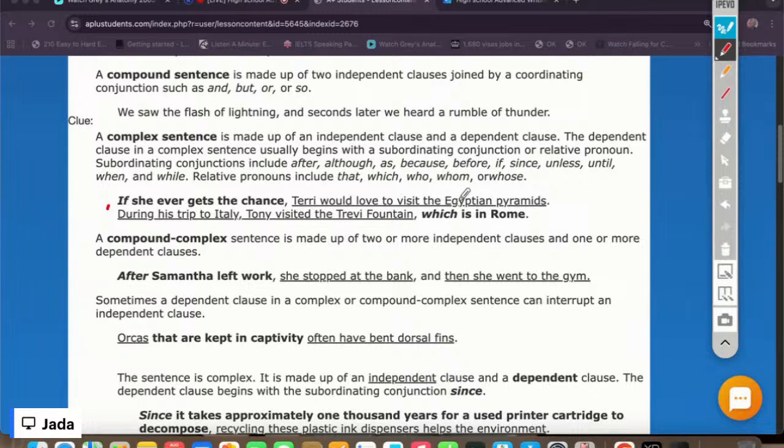So we have, for example, if she ever gets the chance, Terry would love to visit the Egyptian pyramids. So we have if over here. If is what? Subordinating conjunction. So this part is the beginning of the dependent clause. Okay. And now during his trip to Italy, Tony visited the Trevi Fountain, which is in Rome. Now this part here has the relative pronoun. So it's either subordinating conjunction or relative pronoun. So that's for the complex sentence. So it's a mixture of the independent and then dependent clause. Okay.